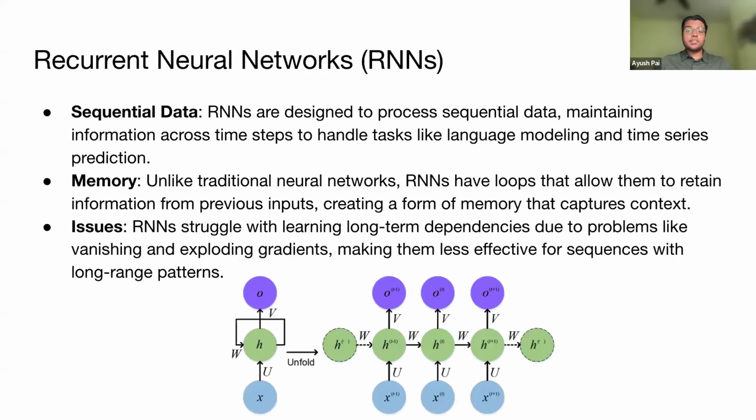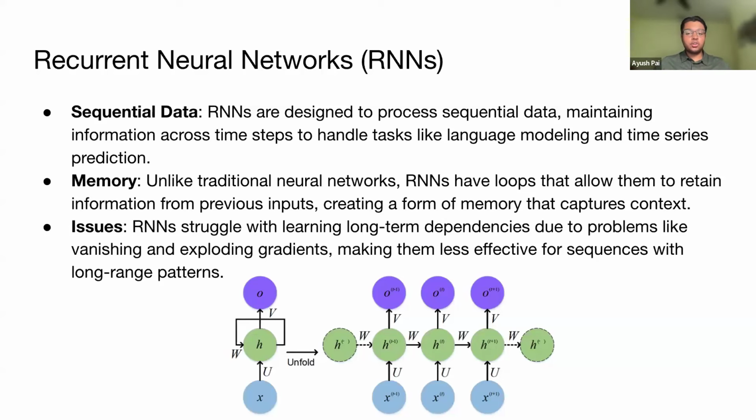So RNNs are specifically designed to process sequential data. This is really important for these LLMs. Neural networks themselves don't process sequential data. They don't really take what's before and consider it all. RNNs are specifically designed for sequential data, and unlike traditional neural networks, they have loops that allow them to retain information from previous inputs, creating a form of memory that captures context.